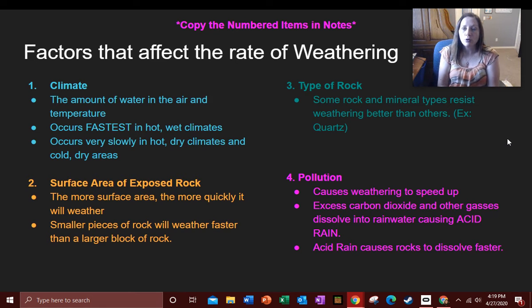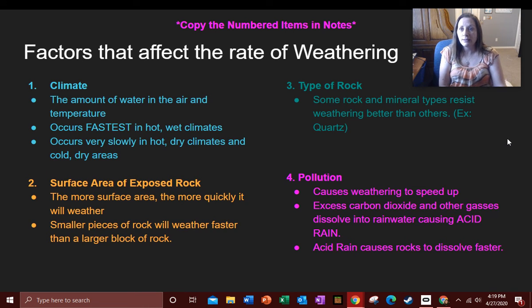It means the more surface area there is, the more quickly it's going to weather. There's more space, right? That will get weathered faster. Smaller pieces of rock will weather faster than a larger block of rock. Okay. And then number three, the type of rock.